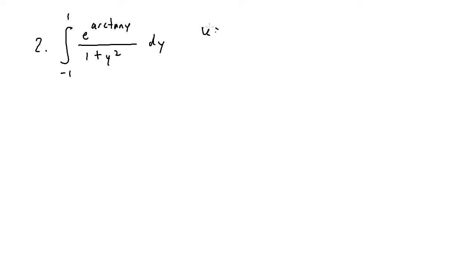I'm going to set u to be arctangent of y or inverse tangent of y. So then du, or the derivative of inverse tangent of y, is 1 over 1 plus y squared dy. Then if I isolate dy, we're going to multiply by the reciprocal when we divide. So dy is equal to 1 plus y squared times du.